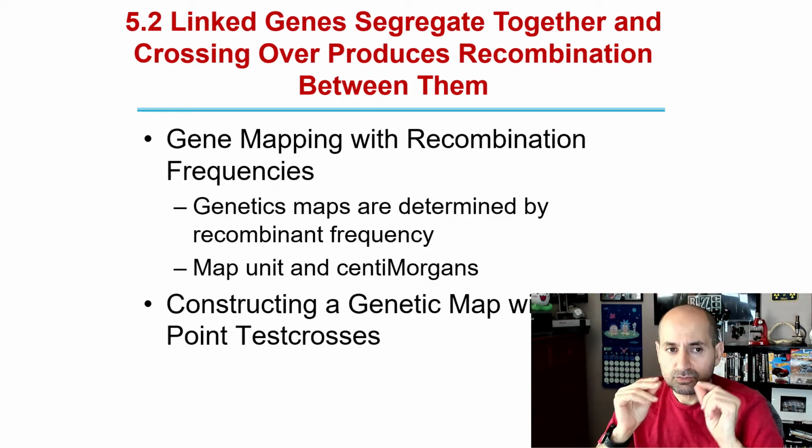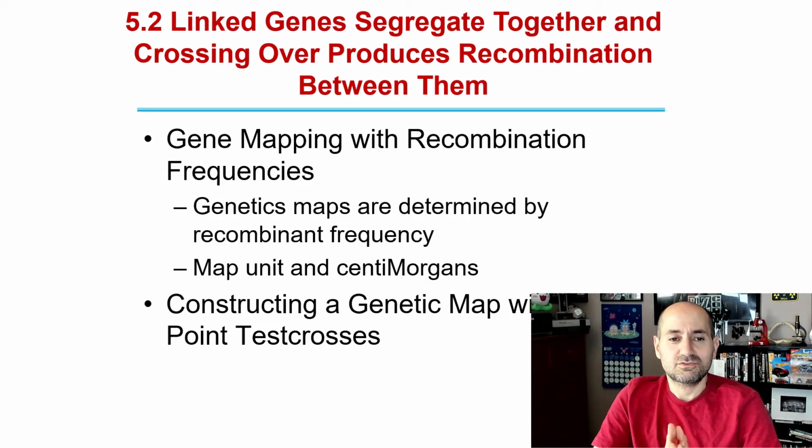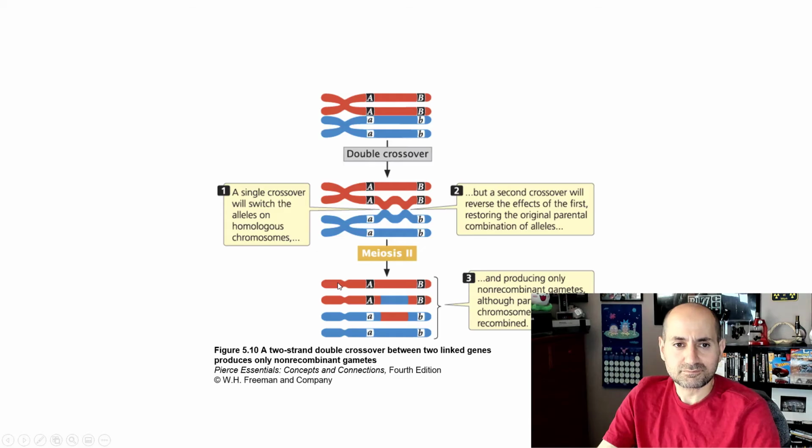But we can actually look at distances between these alleles and the order of these alleles by doing these types of test crosses. And the units, by the way, that they use for distance between alleles is either in what are known as map units or centiMorgans after Thomas Hunt Morgan.